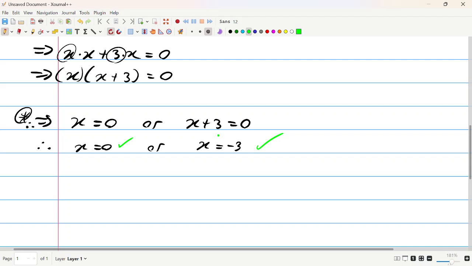Okay, let's go to one more example, and then we should call it a day. And it should be easier from here.